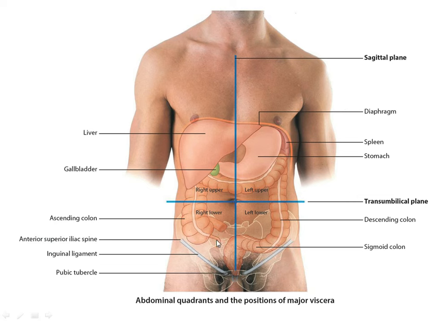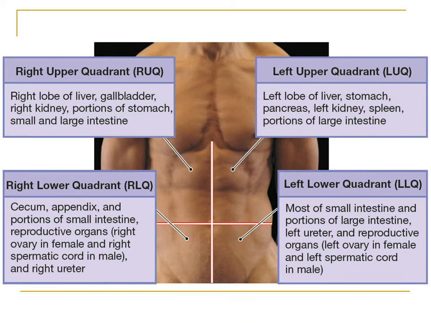Over here, the appendix is present, the cecum is present, and part of the ascending colon is also present in this quadrant. And similarly, in the left lower quadrant, the sigmoid colon is present, part of the descending colon is present, and in the pelvic cavity, we see the rectum over here. You can study the details over here of what structures are present in the right upper quadrant, left upper quadrant, right lower quadrant, and left lower quadrant. For the things that I have told just now, you can make a recapitulation.